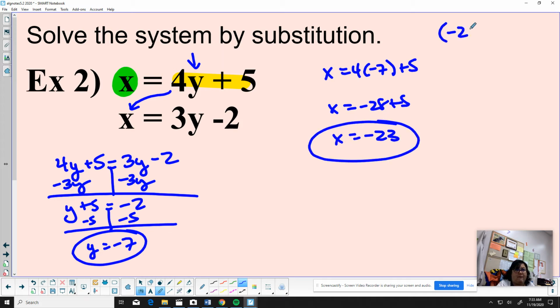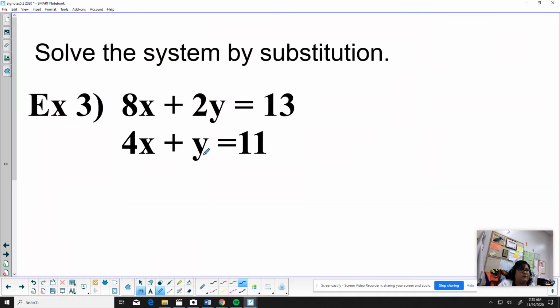Okay, so I have half of the solution. I need the y now. Oh, I already have the y. So -7 is my answer. My x was -23, and my y is -7. And remember what this represents. It represents where these two lines cross on a graph. That's what it represents, their intersection point.